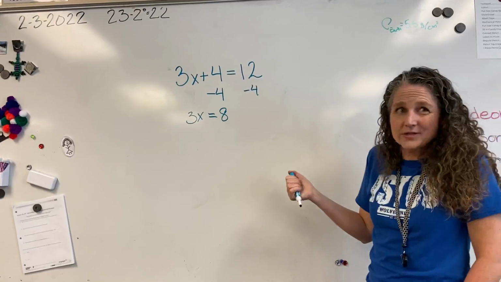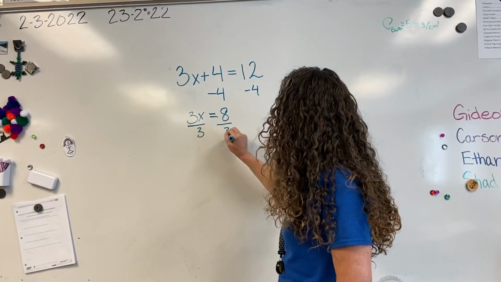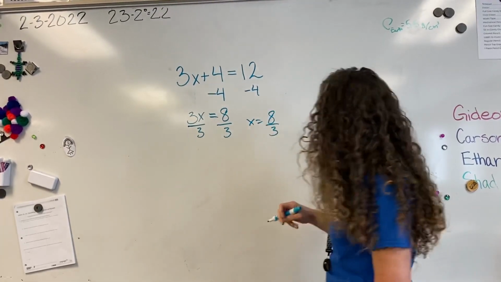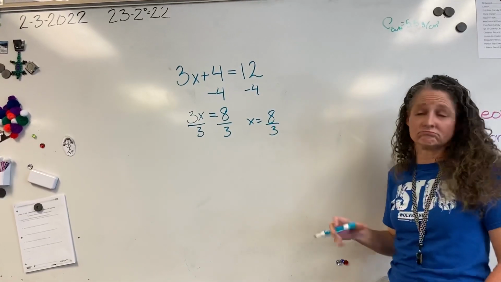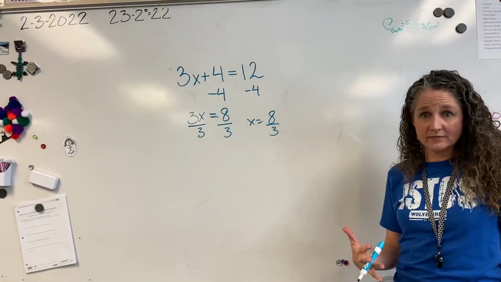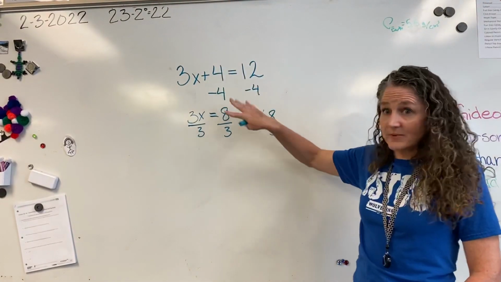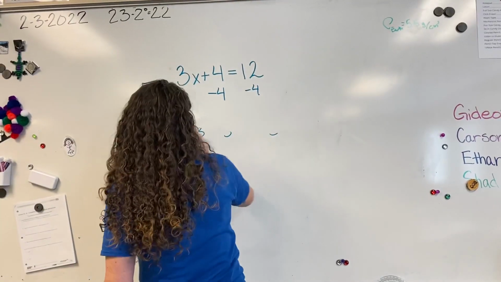How do I get the x alone now? Divide both sides by 3. x equals 8 thirds. 2 and 2/3. 8 thirds, what do we want to call it? 2.67, however you want to call that, okay? But it took me a couple steps to get there, right? Should we do one? Let's do one where we have x's on both sides.